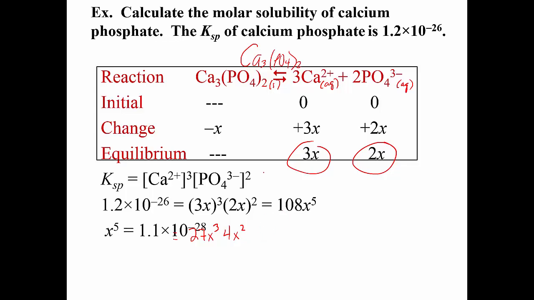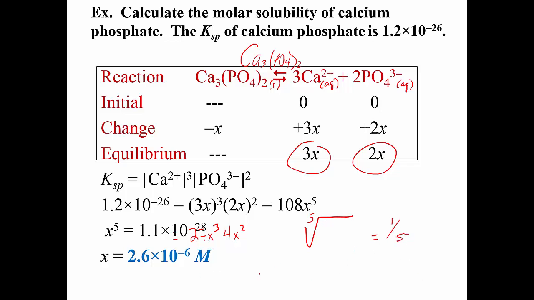So now I'm going to divide by 108. That's how I got 1.2. Just now we have to do our algebra. And so now I have to take the 5th root. And remember we said that if you're taking the 5th root on your calculator, that's the same as 1/5.